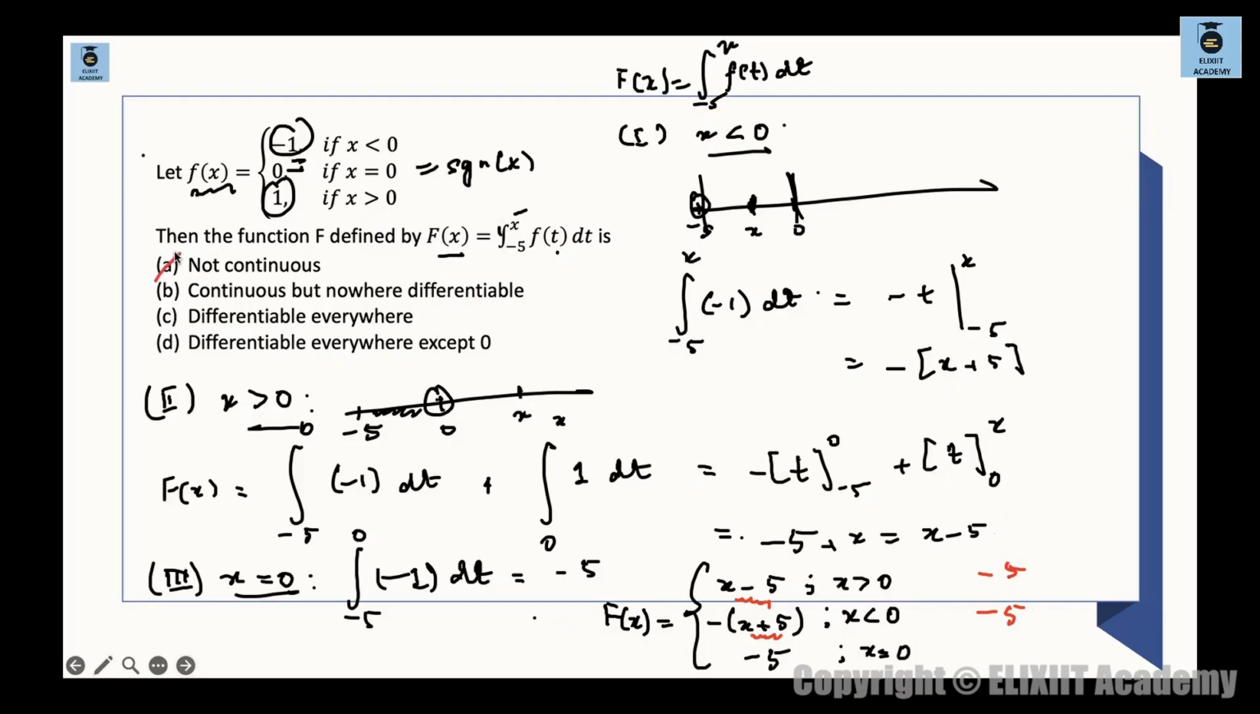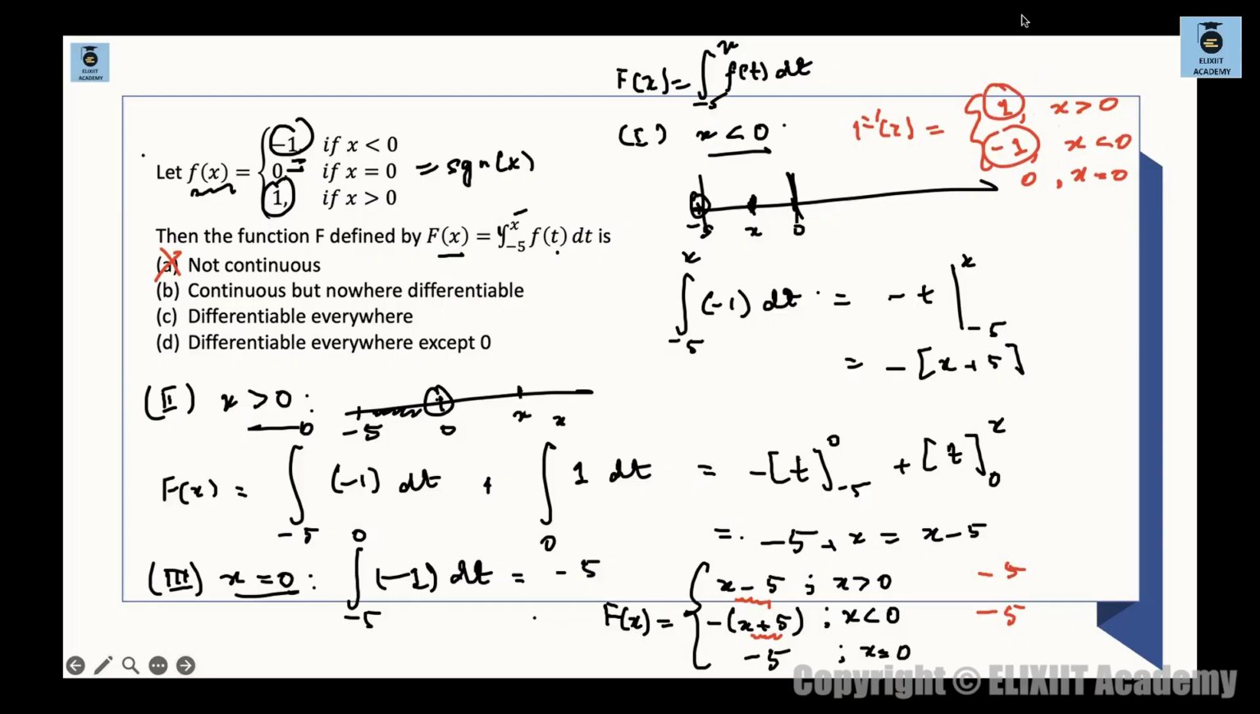So this function is continuous, so the not continuous option is discarded. Now checking for the differentiability criteria, if you differentiate this branch-wise, then F'(x) will be 1 when x is more than 0 and -1 when x is less than 0, and this will be 0 when x is equal to 0. So clearly you can see for the left hand derivative we are having -1, and for the right hand derivative this is +1.